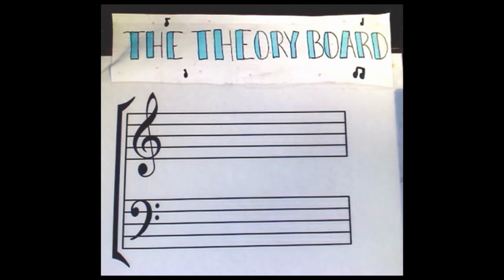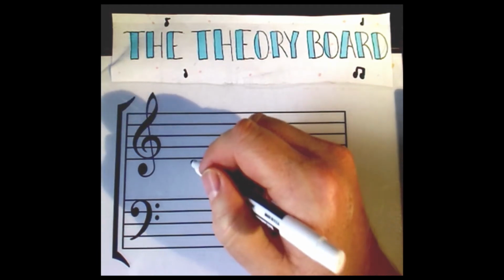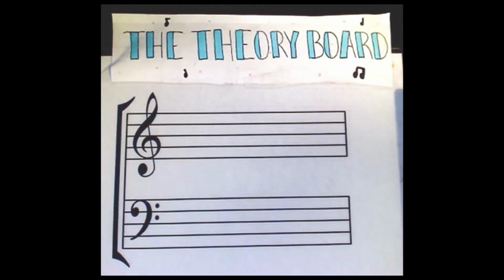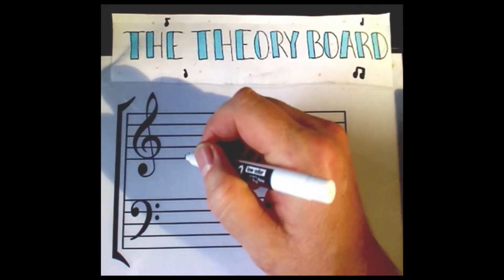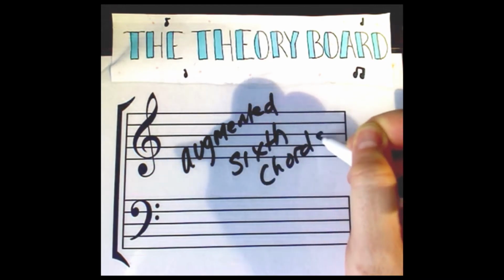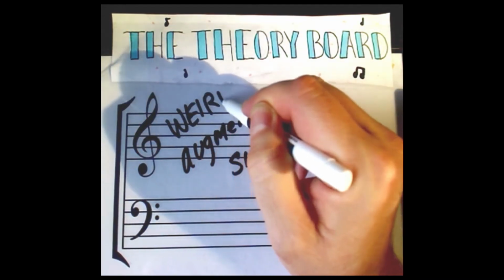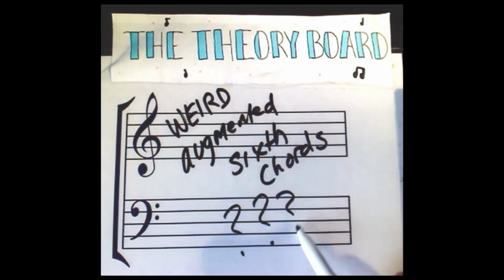All right, so what do we know about augmented sixth chords? We know that there are three types that we've studied so far: the German, the Italian, and the French, and they all share the same things: a sharp 4 and a flat 6 scale degree, and the tonic, and they differ slightly with that fourth note. But what happens when these augmented sixth chords get weird? What does it mean to get weird?